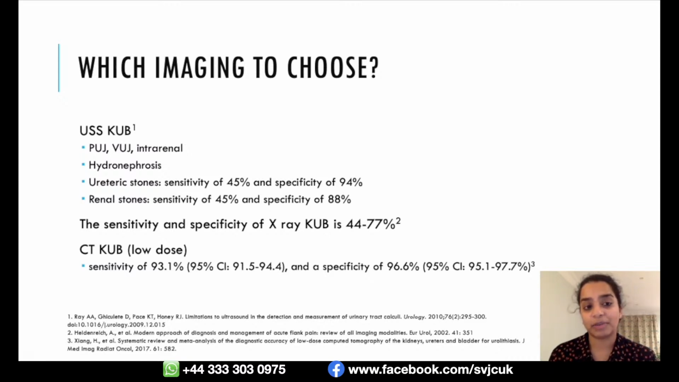The CT KUB, however, which often is low dose, has a sensitivity of 93.1% and a specificity of 96.6%, which really makes it much more valuable as a single test for the patient and to guide further treatment.